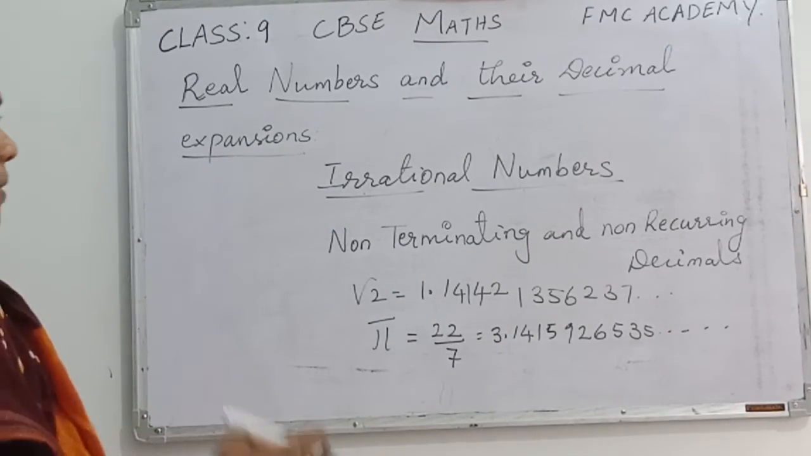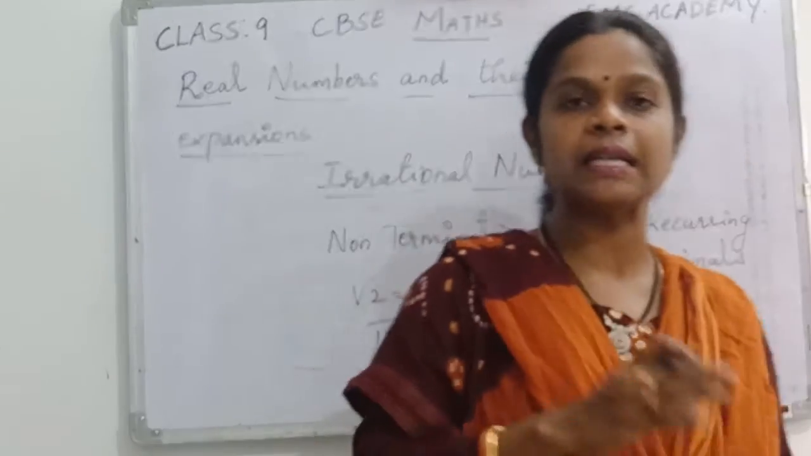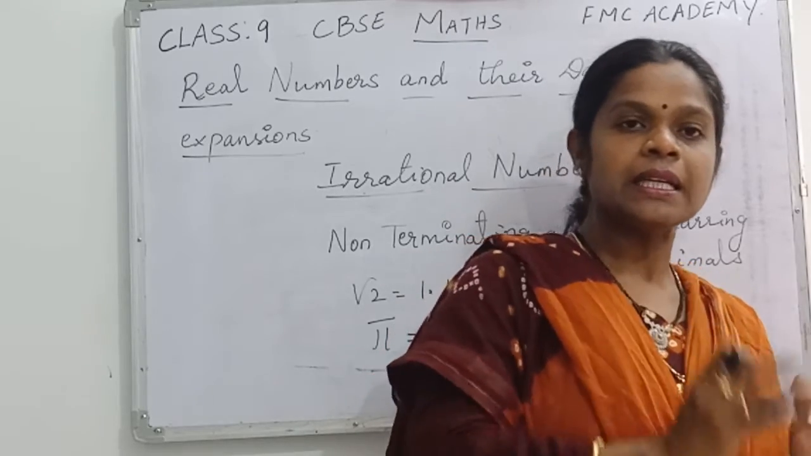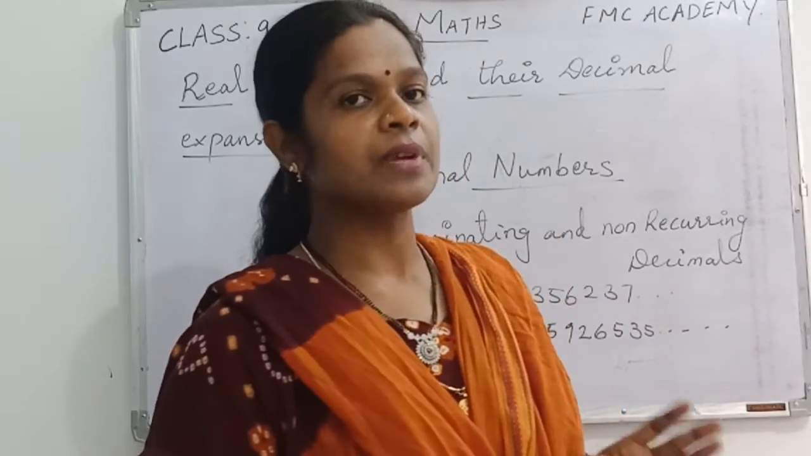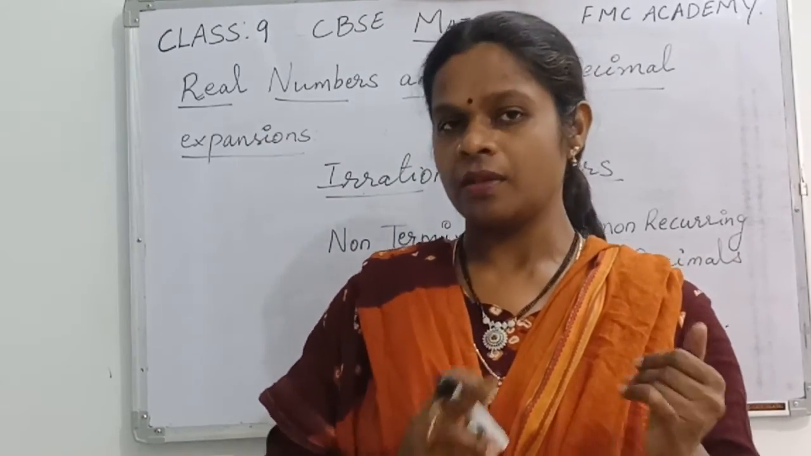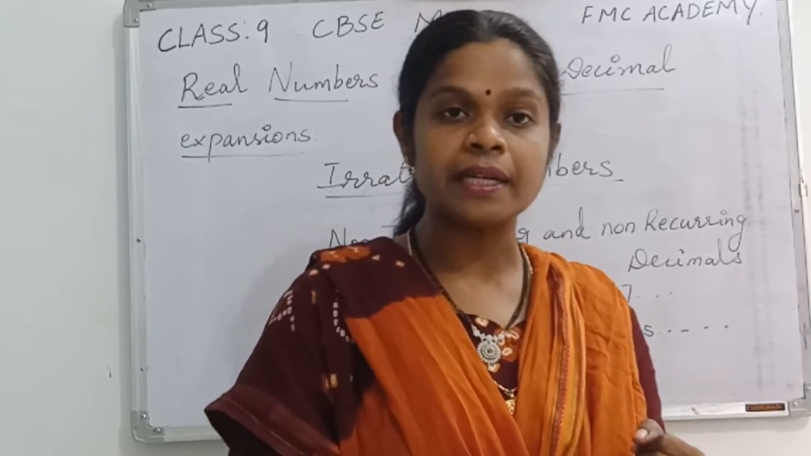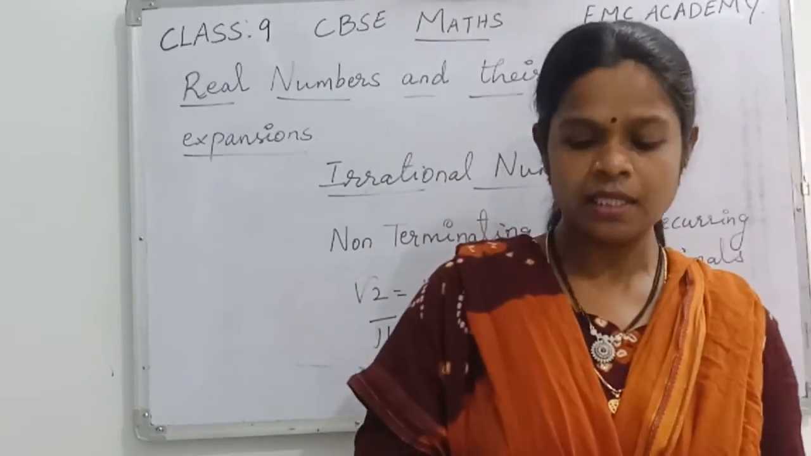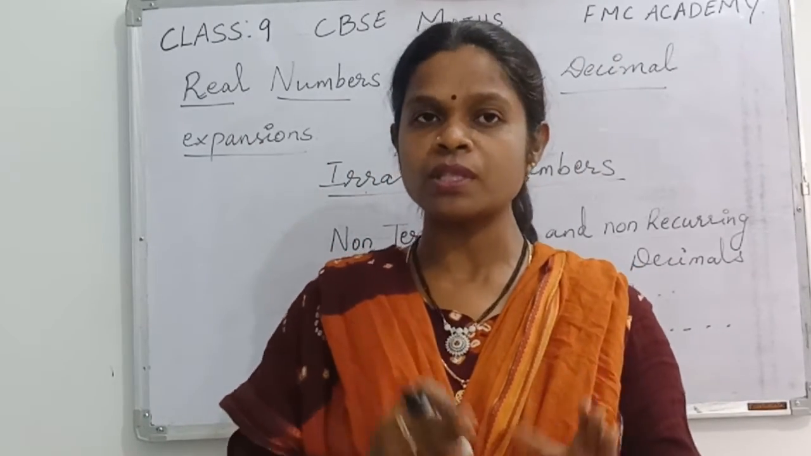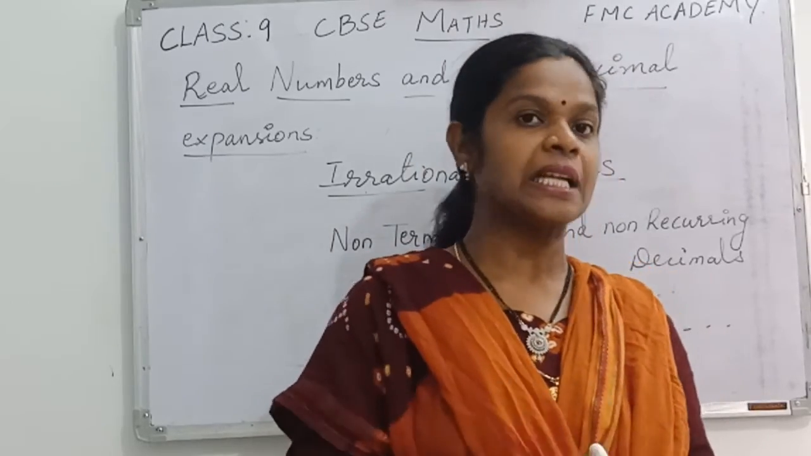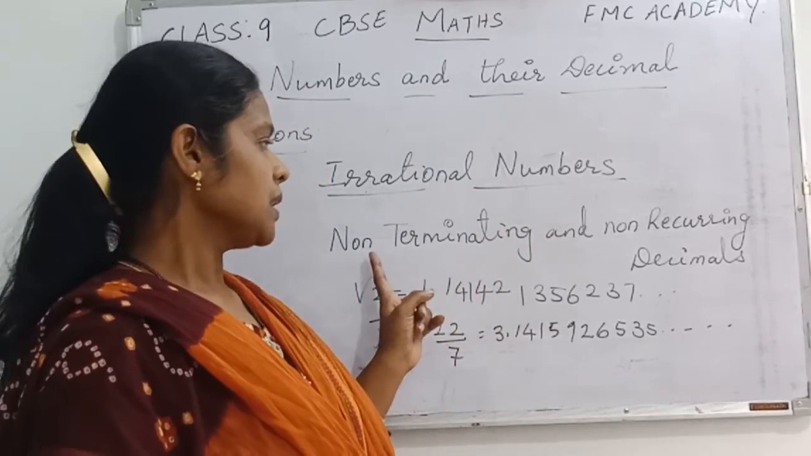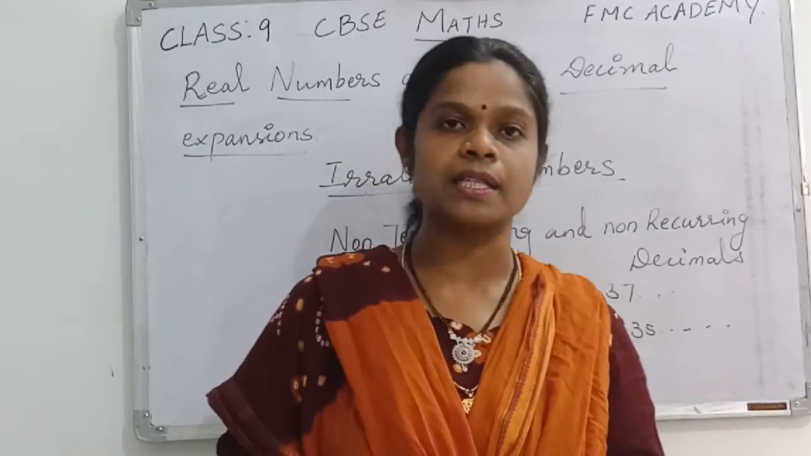Yes children, so these are the ways to represent the real numbers with the help of decimal expansions. What are we saying? The real numbers can be represented in the form of decimal expansions. The first case is rational numbers: if they terminate, or in the second case, if you have numbers like non-terminating and recurring decimals, those numbers are called rational numbers. And the second type, which I have discussed now, is irrational numbers. In this case they will be non-terminating as well as non-recurring decimals.